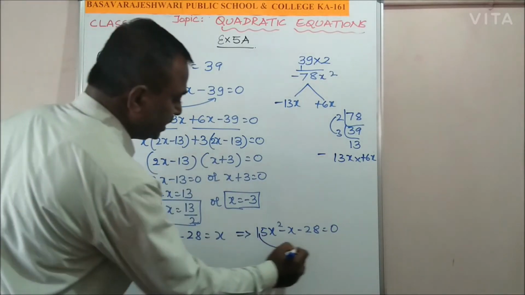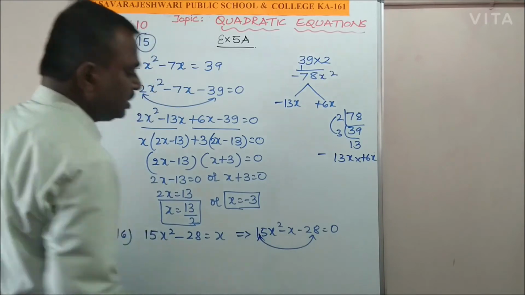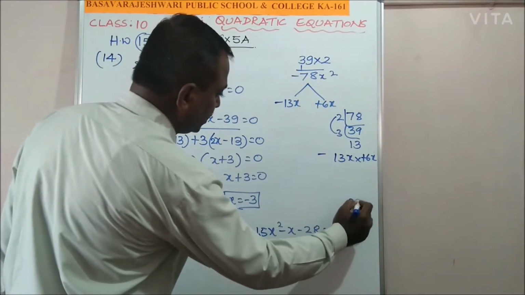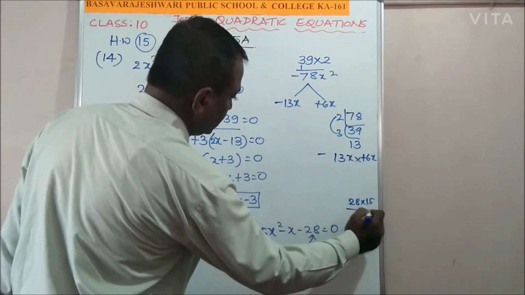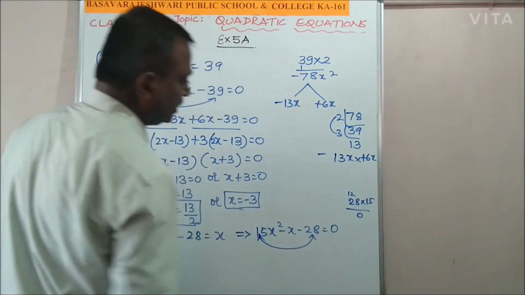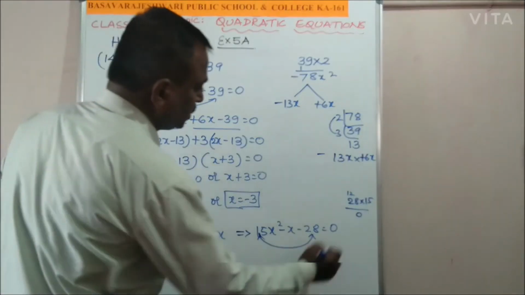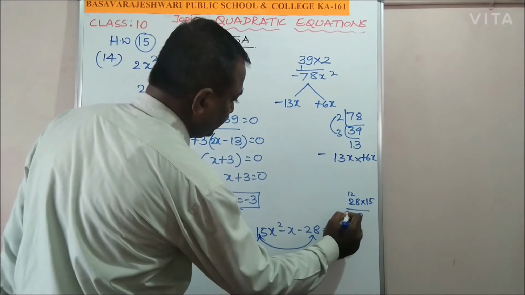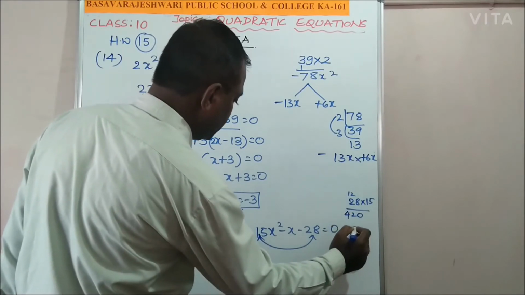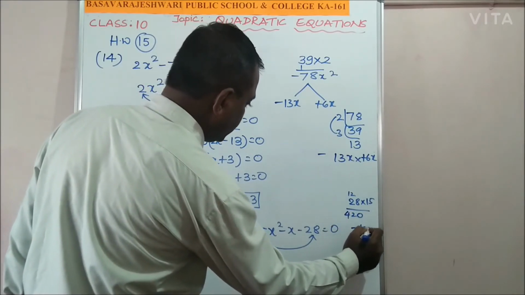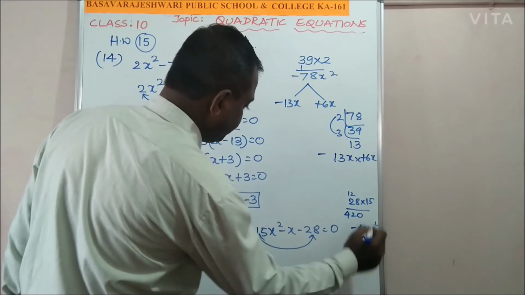Now we have to multiply these two, 28 into 15. 28 into 15 is 420. So that is minus 420 x square.